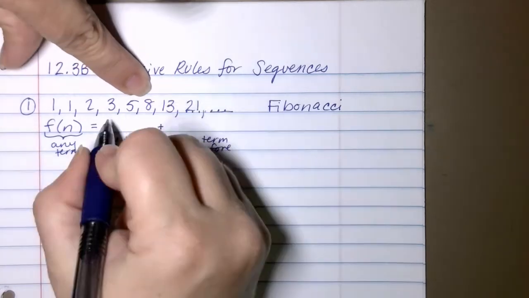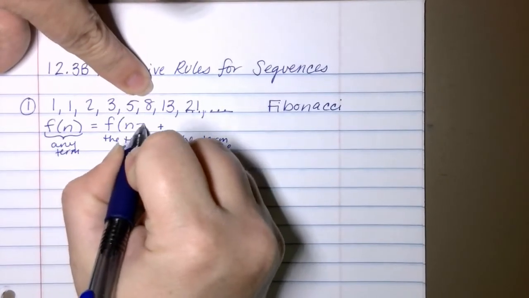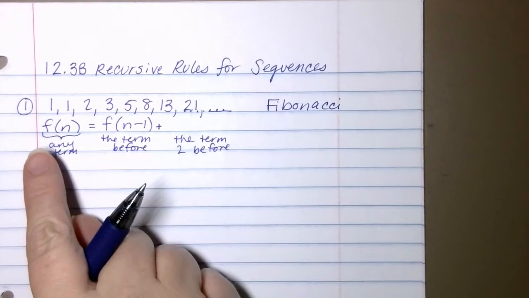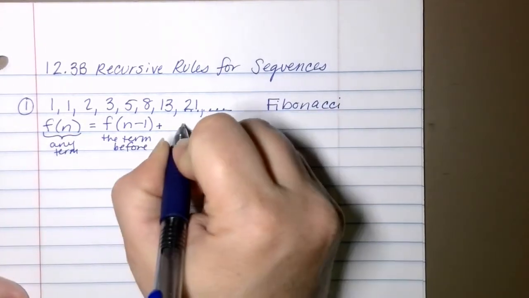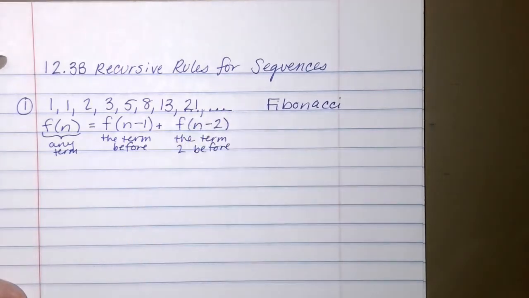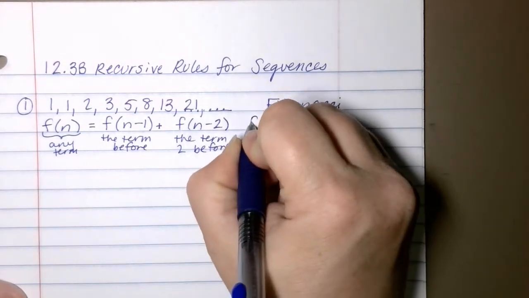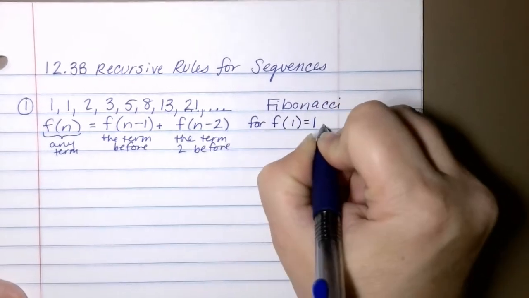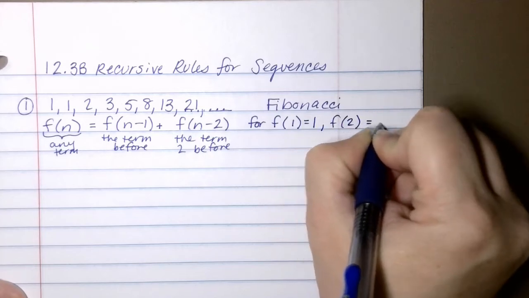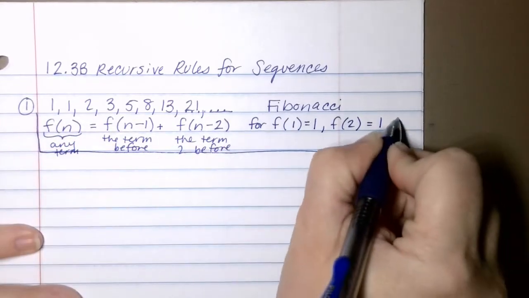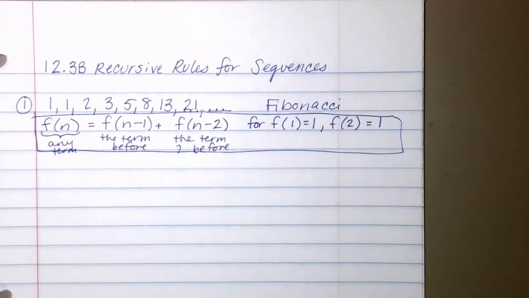Here's how you notate that. The term before looks like that mathematically: f of n minus 1. That means the term before f of n. What do you think the term 2 before is going to look like? Yep. Now, recursive formula, you have to add a couple things. Like that. This whole thing is the formula. And that's just my explanation, obviously. That whole thing is the formula.